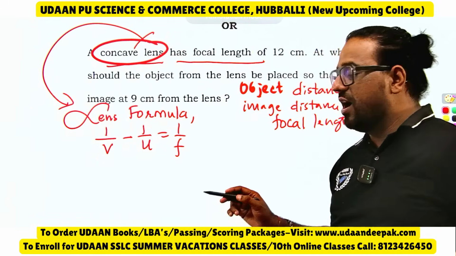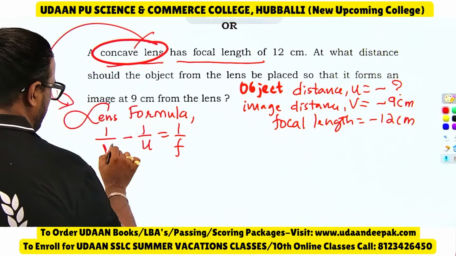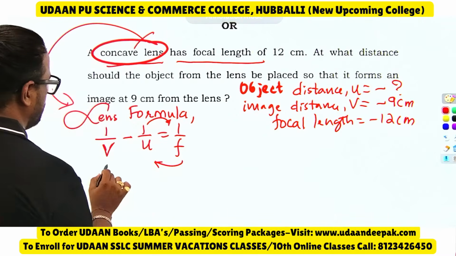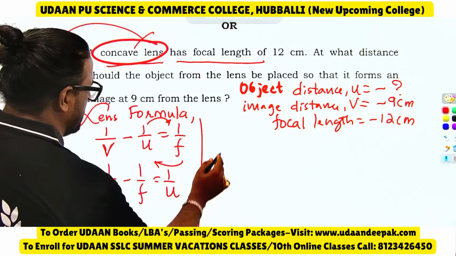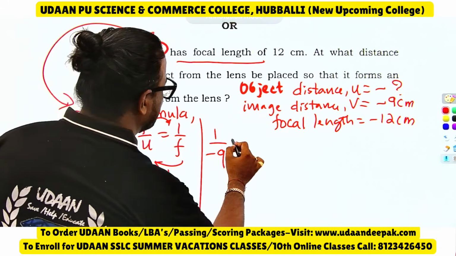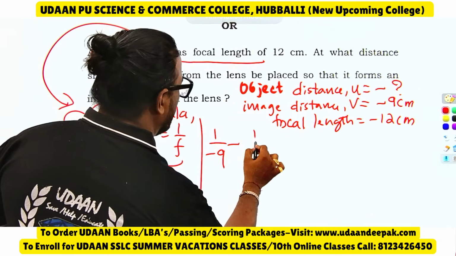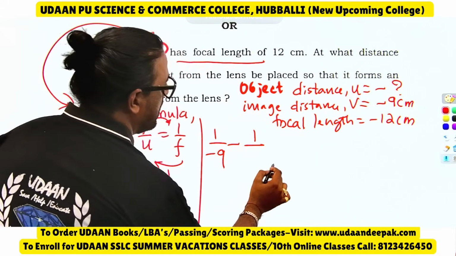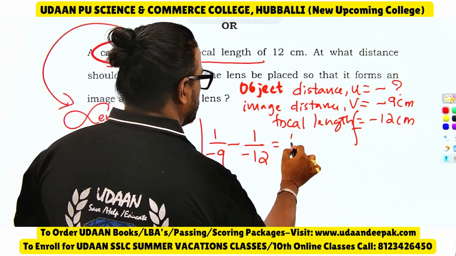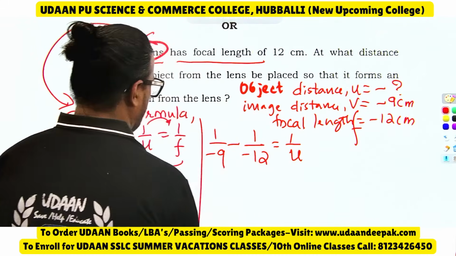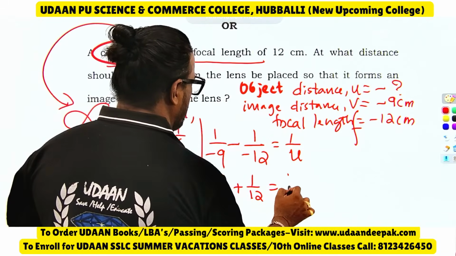So lens formula: 1 upon V minus 1 upon U is 1 upon F. Transfer this one here. So 1 upon V is 1 upon minus 9, then minus 1 upon F. This is the focal length, this is F. Minus 1 upon 12 is equal to 1 upon U. Take the minus sign up: minus into minus is plus 12, 1 upon U.